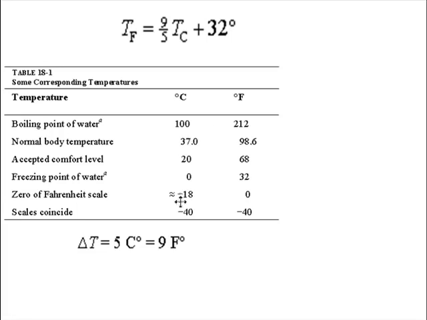We have a few other temperatures here. For example, body temperature is about 37 degrees Celsius. It's about 98.6 degrees Fahrenheit. Comfortable room temperature is about 20 degrees Celsius or 68 degrees Fahrenheit. There are a number of other points here. For example, they coincide at negative 40 degrees.